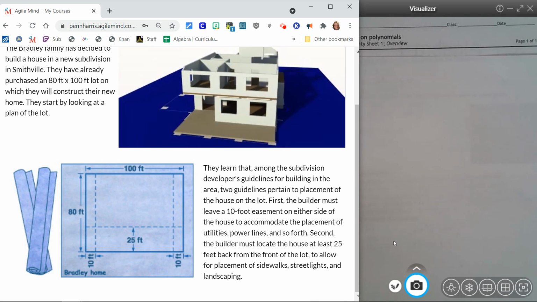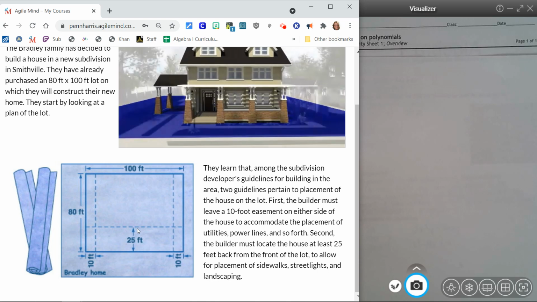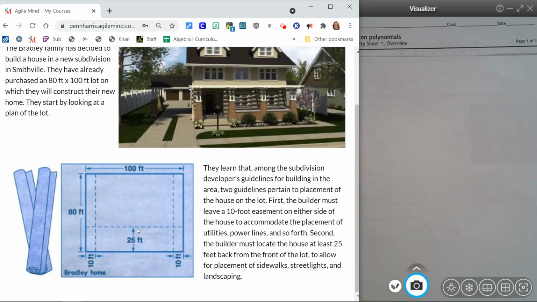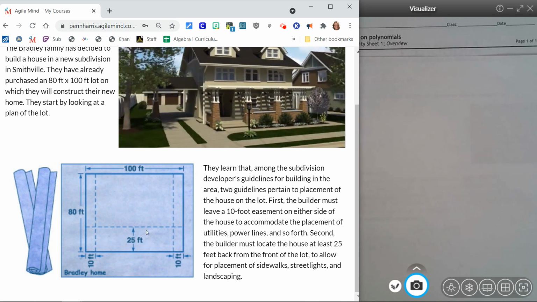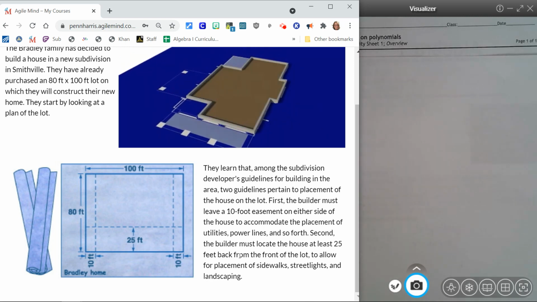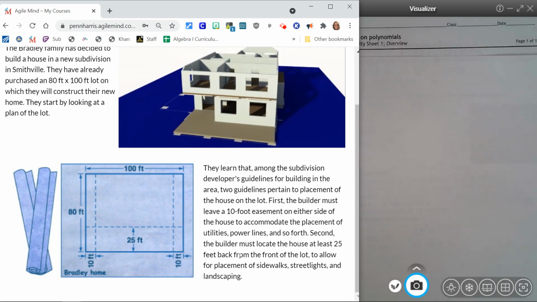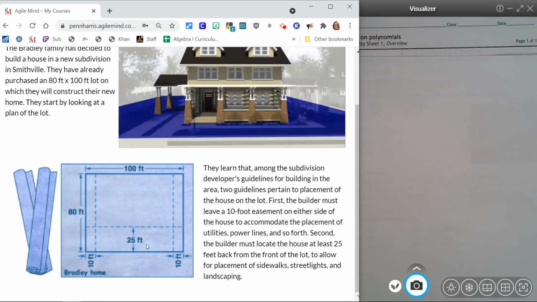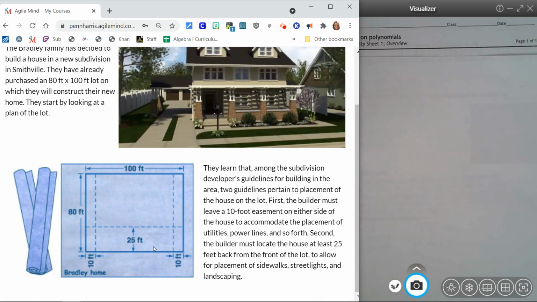The second is that the builder must locate the house at least 25 feet back from the front of the lot to allow for sidewalks, street lights, landscaping. Typically, if they want to expand the road, they get 25 feet that they could essentially come onto your property. I know, crazy, because you think you're buying all this land. In reality, you're not. That's real life, guys. I know lots of subdivisions have 10-foot easements at the front and the back and on the side.